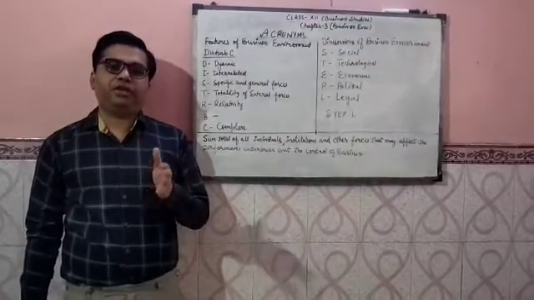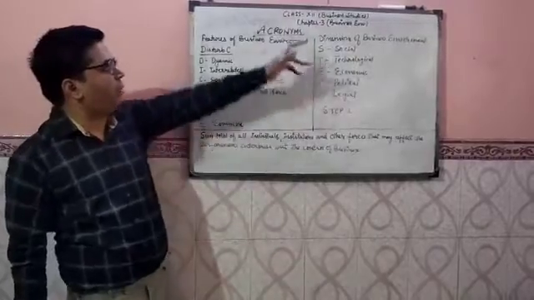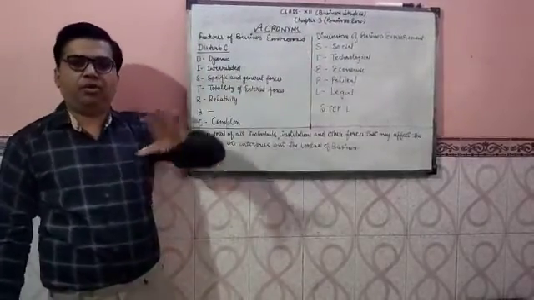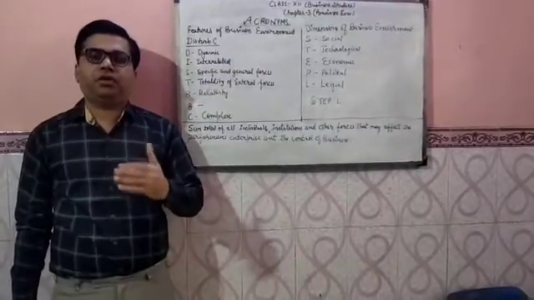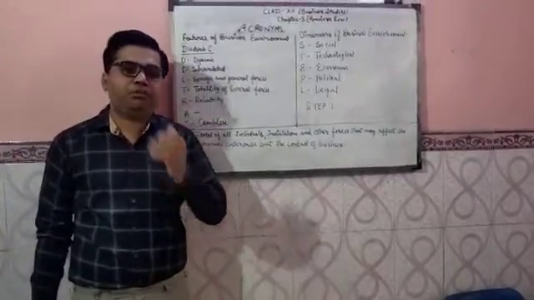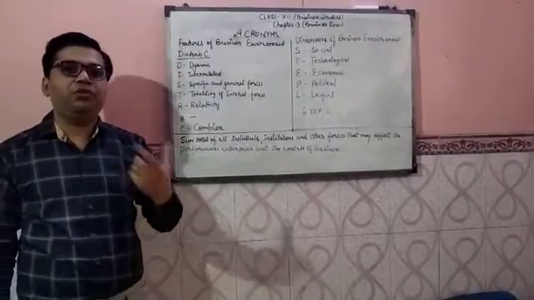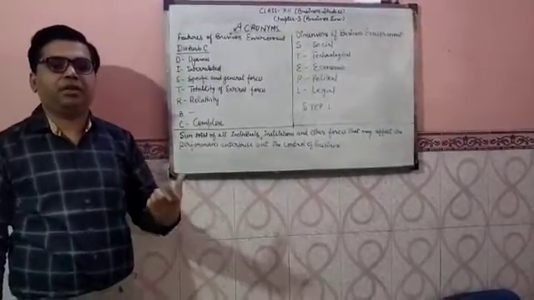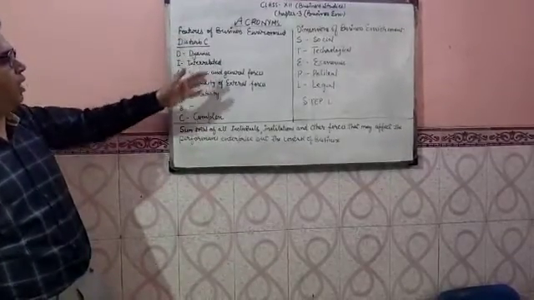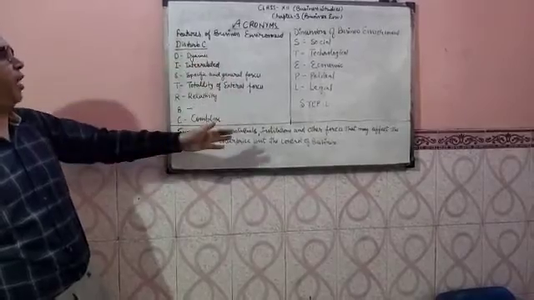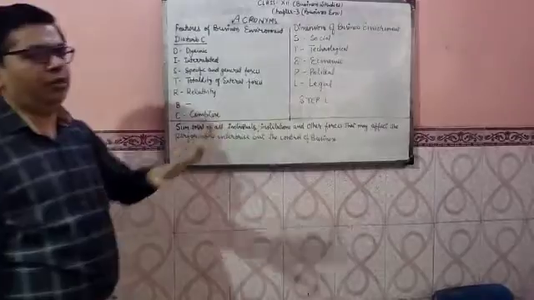Before starting the chapter, as you all know about acronyms: in chapter 1 and chapter 2 we have learned about acronyms, which means short words or lines or sentences that are very useful to keep the theory part or points in your mind for a long time. First, we are going to the chapter on business environment.